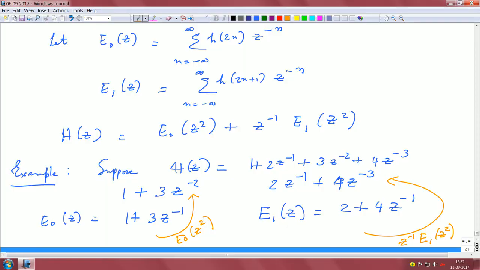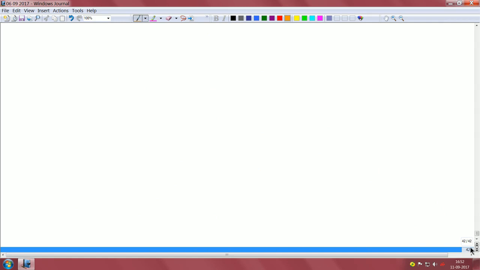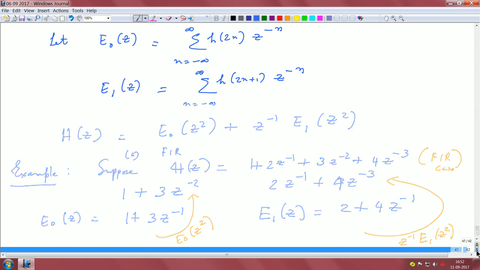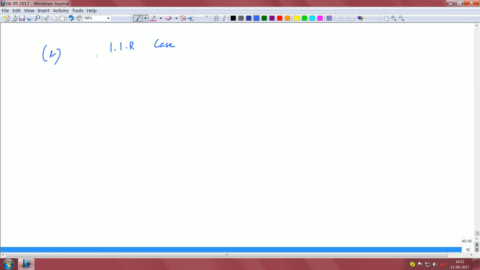So we looked into the case of FIR. This is the FIR case, finite impulse response. We can think about the scenario for the IIR case as well. So this is case A. And this is case B, which is the IIR case.